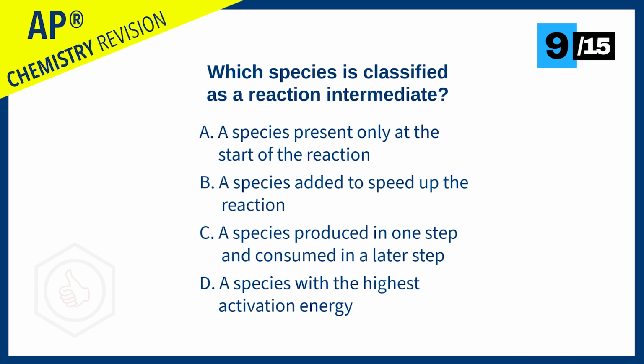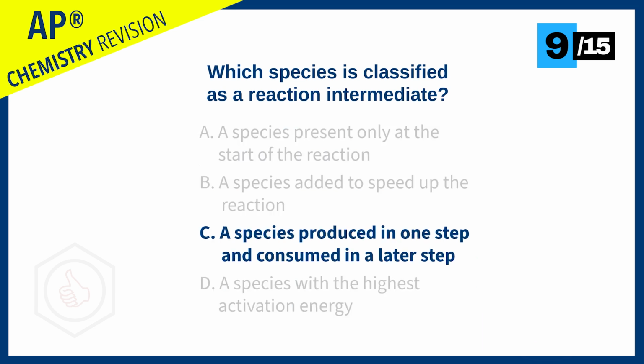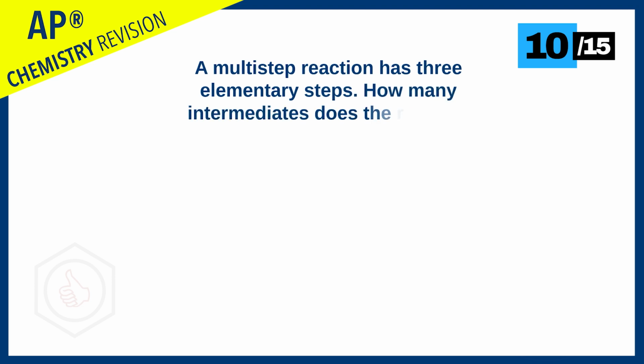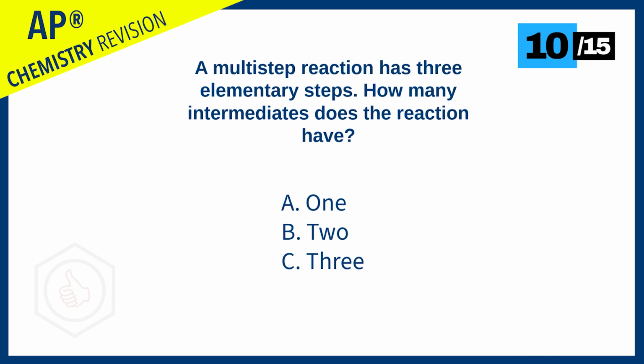The answer is a species produced in one step and consumed in a later step, because intermediates get formed during a reaction, but they get used up before the end, meaning they don't appear in the overall reaction equation. A multi-step reaction has 3 elementary steps. How many intermediates does the reaction have? 1, 2, 3, or 4?